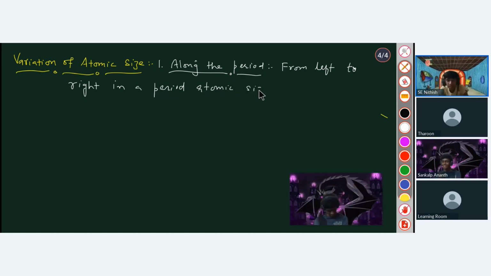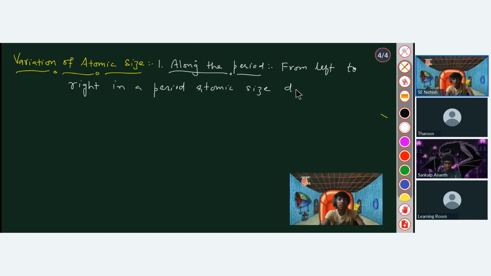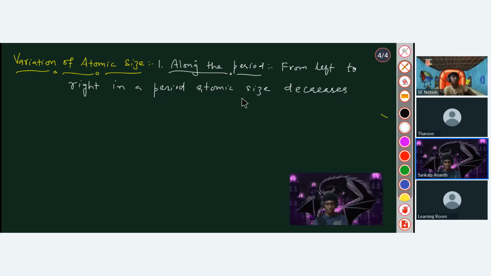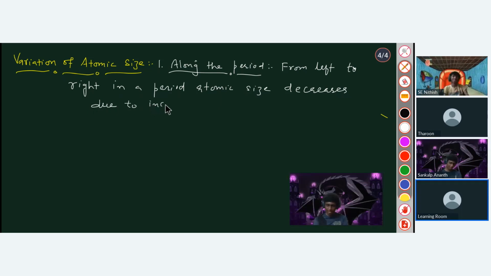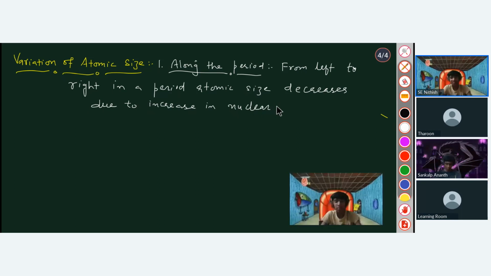I will tell you the reason. Along the period, from left to right, atomic size decreases. Sir, how? I will tell you. Due to increase in nuclear charge. So due to increase in nuclear charge, this is the reason. I will tell you how it actually works. Due to increase in nuclear charge.